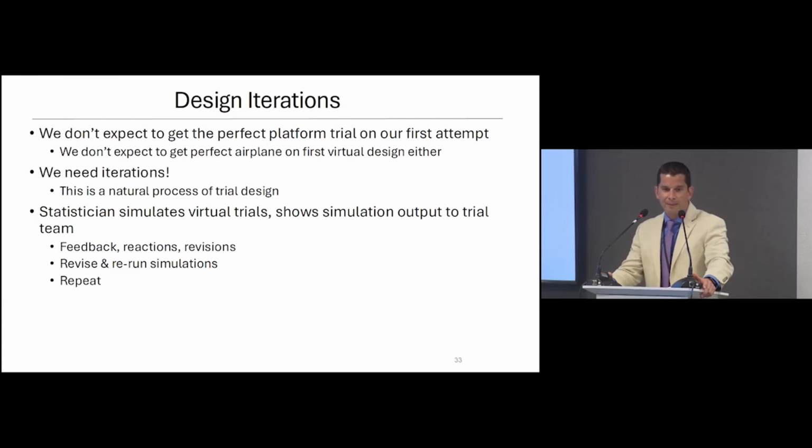So we don't expect to get the perfect platform trial on the first attempt, just like we don't expect to get the perfect airplane on the first attempt. We need iterations. It's a natural part of the design process to go through these iterations. So the statistician would simulate these virtual trials. We show the output to the clinicians, to the team. We get feedback. We have reactions. We have revisions. They say, well, I like this. I don't like that. What if we did this instead? And basically, you're just like the plane. You're saying, well, what if we change this about the nose? We change this about the wing. You stay doing the same thing with the clinical trial. And you revise and you repeat, you run the simulations, you show new updates, and this is a process.